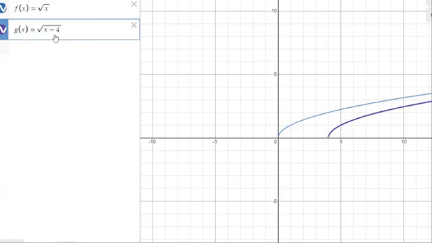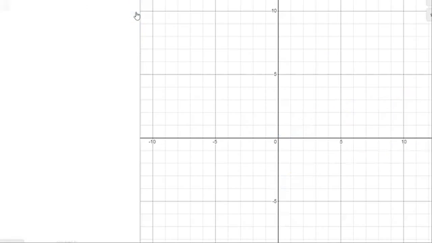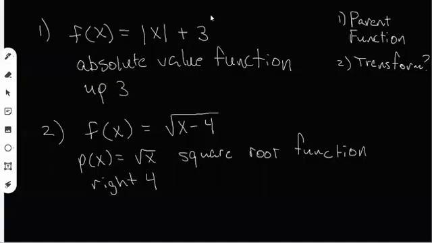And if this negative 4 was on the outside, like let's say it was on the outside like this, then we would be moving down since we're adding or subtracting on the outside. So that's the difference between the parent function and the function that we were given. We're actually moving to the right 4 because we're subtracting 4 on the inside. Okay? Let's take a look at number 3.